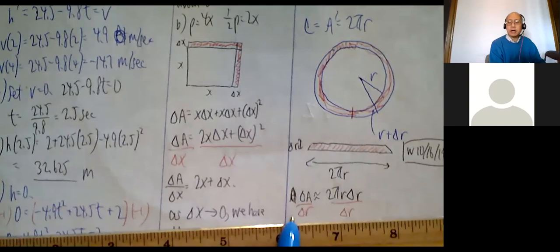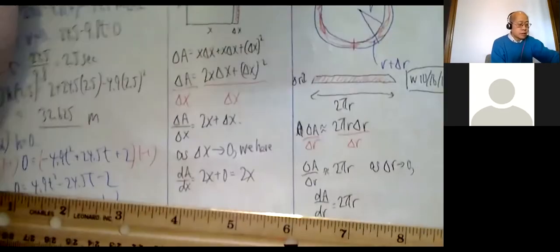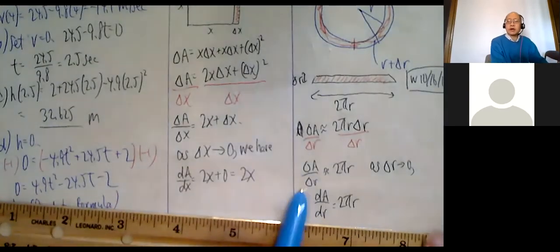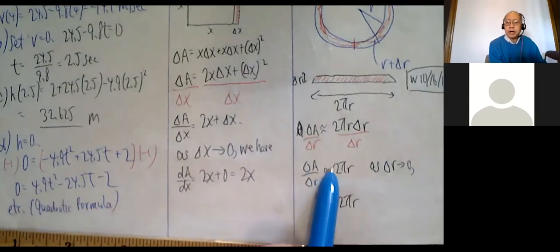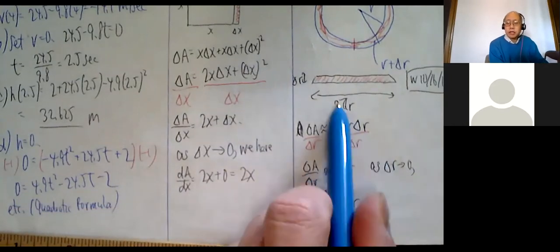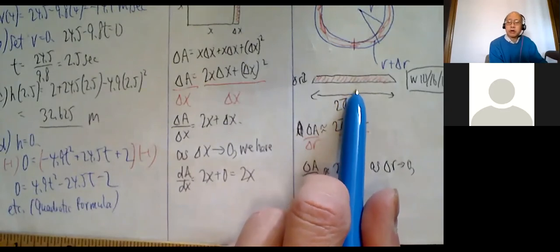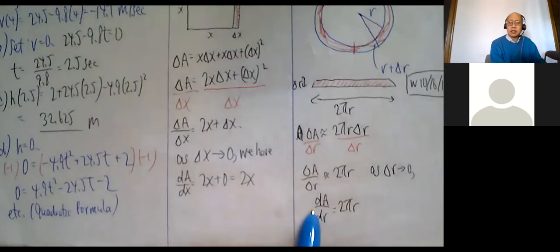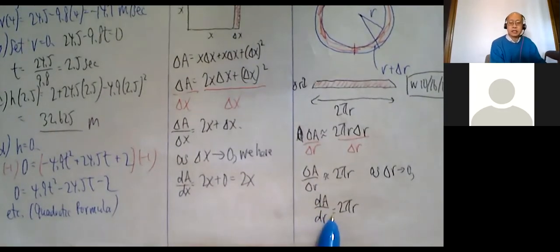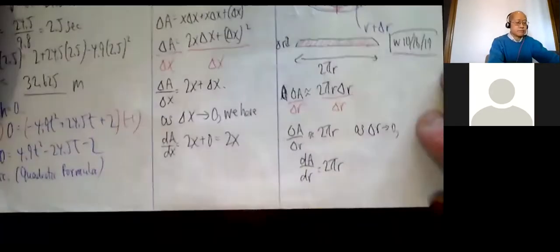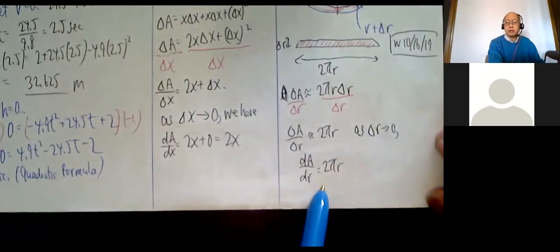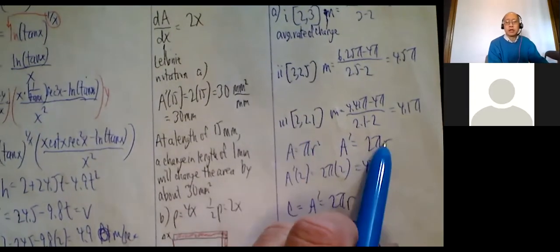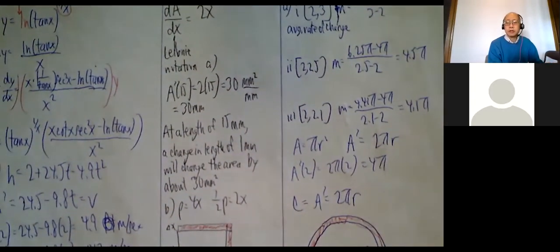Divide both sides by delta r. And delta A over delta r is approximately 2 pi r. But as delta r approaches 0, the approximation gets better and better. It looks more and more rectangular-ish, so that in the limit, we can go ahead and say that dA/dr is indeed 2 pi r, just as we expected. So it does seem reasonable. Right, so that's interesting. The derivative of the formula for the area of a circle comes out to be the formula for the circumference of the circle.